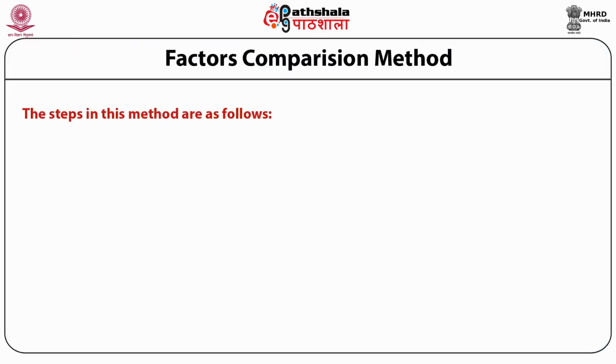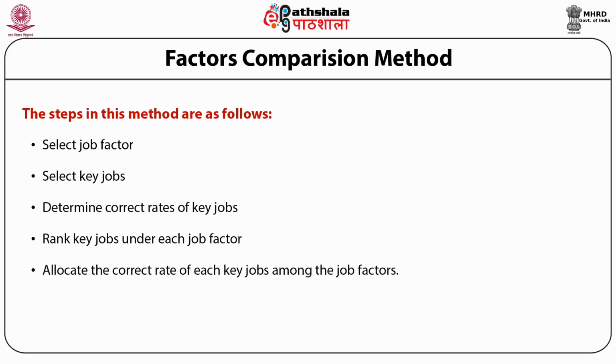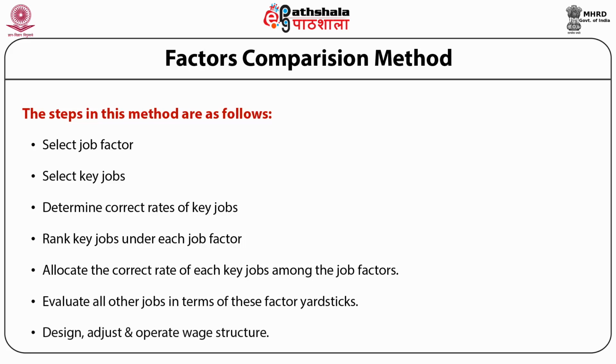The steps in this method are as follows. Select job factors, select key jobs, determine current rates of key jobs, rank key jobs under each job factor, allocate the current rate of each key job among the job factors, evaluate all other jobs in terms of these factor yardsticks, design, adjust and operate the wage structure.